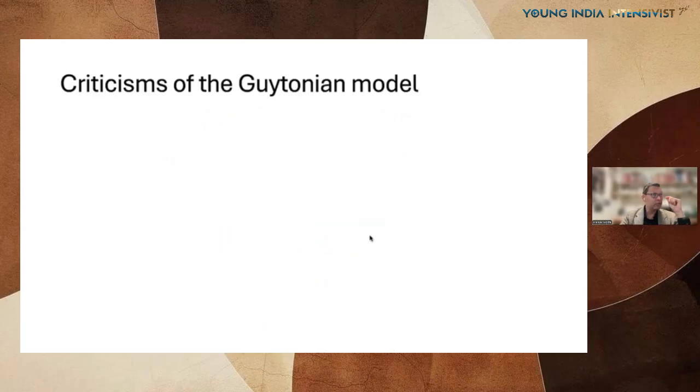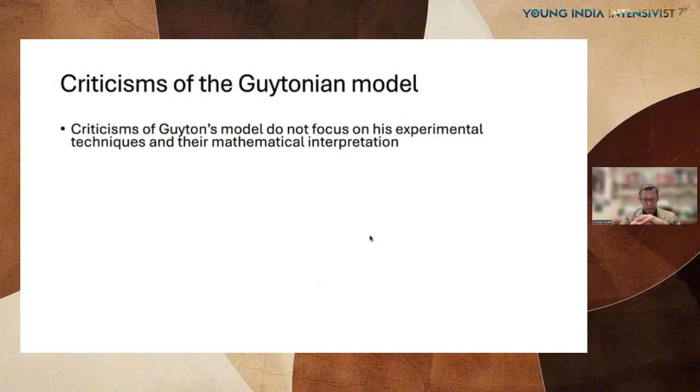So we'll go over the criticisms of the Guyton model. There are a number of authors who critique it, but nobody actually critiques the experiment. This is a big difference between criticisms of Guyton and criticisms of Starling, the Starling curve. Starling's experiments have been difficult to replicate. There are a number of reasons for that. We won't go into that.